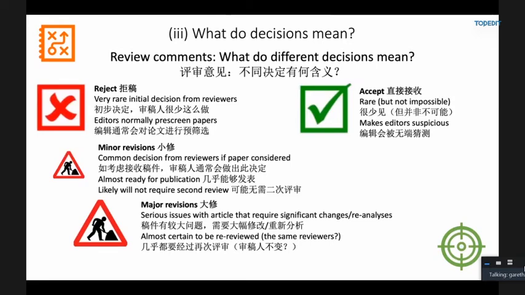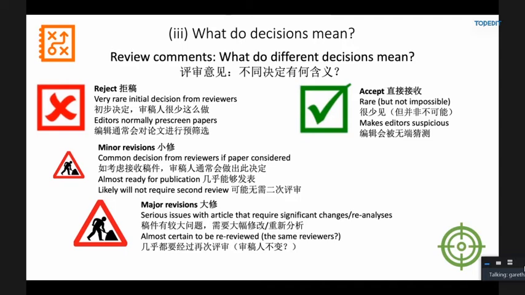Reject is rare. Editors normally pre-screen papers. Accept is rare. This makes editors suspicious. They think, why has this reviewer accepted the paper? Maybe they're friends with the author. Maybe there's something going on there. Minor revisions, a common decision from reviewers if the paper is considered almost ready for publication.